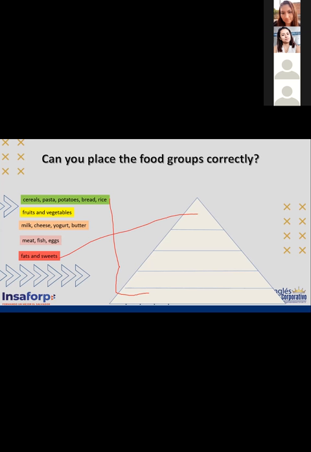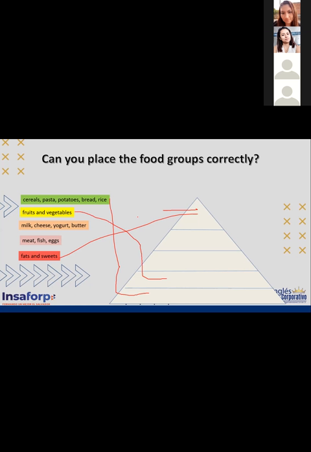What about fruits and vegetables? Where should I put fruits and vegetables? For me, fruit and vegetable in the first position. So for you, this one should be right here? No, not the first, down. The second. Second, yeah. On the second one. All right. So fruits and vegetables is going to be right here. Okay.